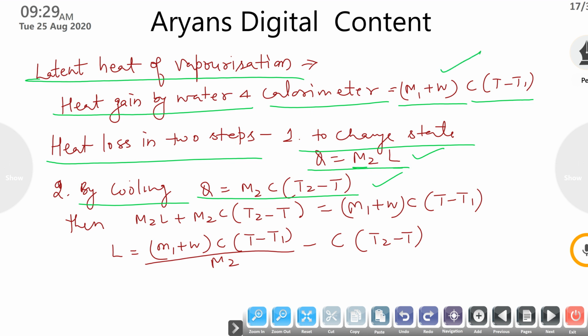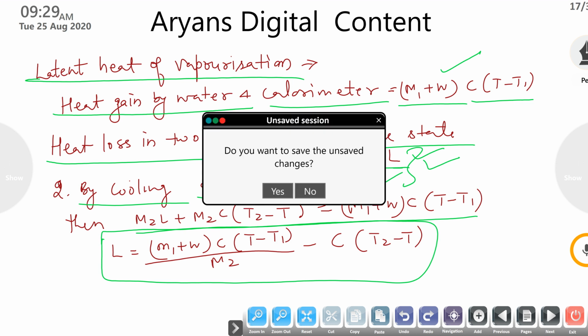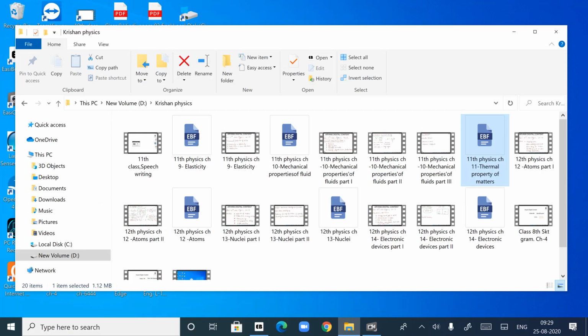Now heat gain is equal to heat loss. By simply comparing these two equations, I can simplify L, that is the latent heat of water in the vaporization condition. So this is the first part of this chapter that we have studied, and in the next chapter we will simply study how heat energy is transferred or flows.